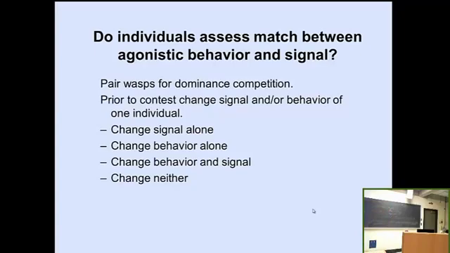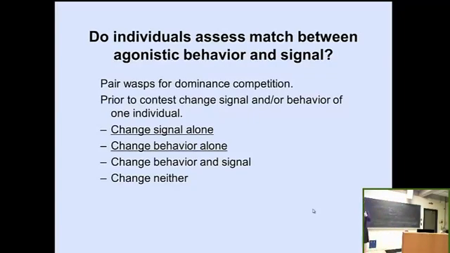Okay, so we did 4 different treatment groups. In some cases, we changed the signal alone, so we made wasps signal that they were stronger than they actually were. In some cases, we changed behavior alone, so we treated them with juvenile hormones so they became more dominant, but we didn't change the signal. In other cases, we changed both behavior and signal. In other cases, we're in complete control. Now, we predicted that if it's the mismatch between signal and behavior that's causing the social cost, cases where we change the signal alone or cases where we change the behavior alone should be associated with some type of social cost.